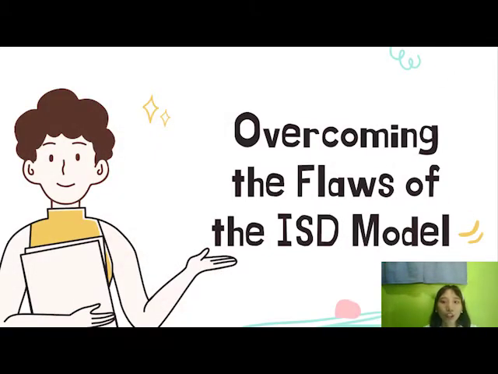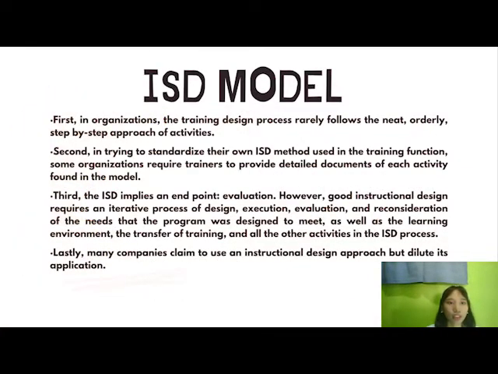Now we will talk about overcoming the flaws of the ISD model. Like other models, some training professionals also argue that the ISD model is flawed in various ways. So here are some of the weaknesses that are being pointed out. First, in organizations, the training design process really follows the neat, orderly, step-by-step approach of activity. Second, in trying to standardize their own ISD method used in the training function, some organizations require trainers to provide detailed documents of each activity found in the model.